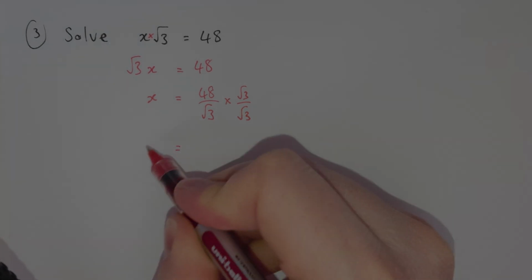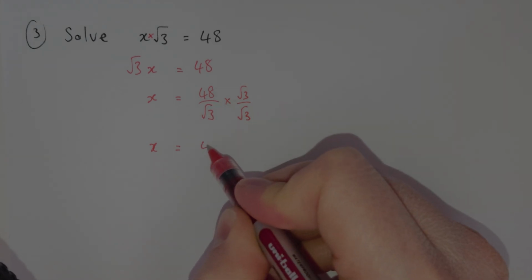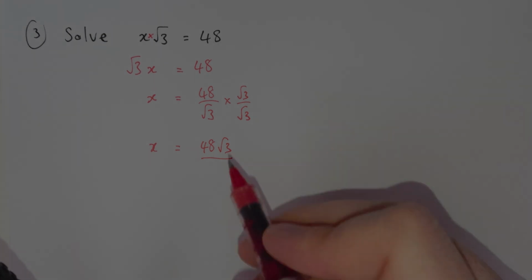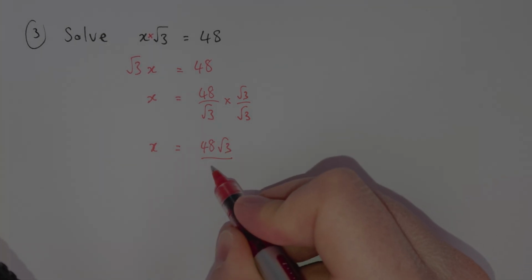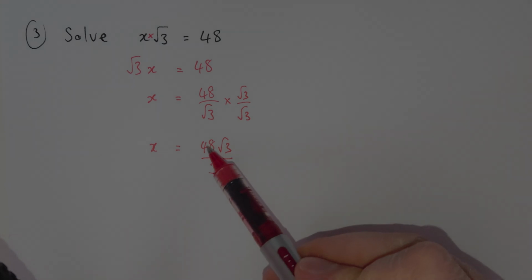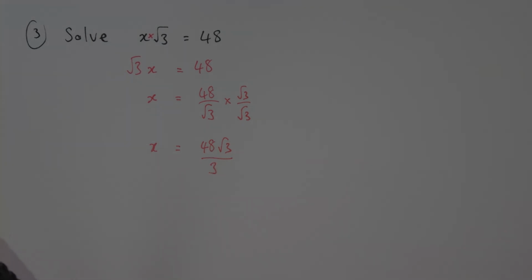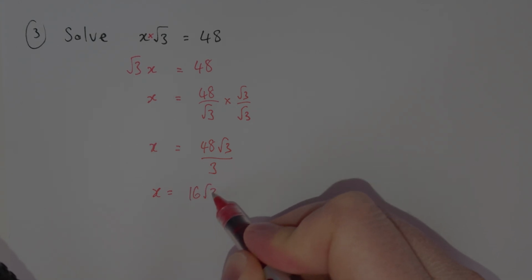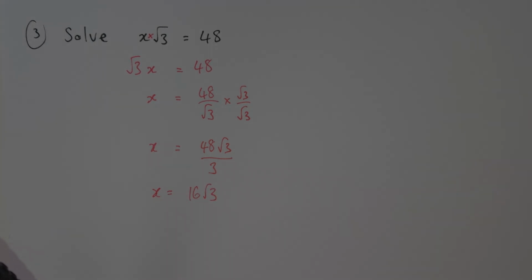On the top, I'm going to get 48 times root 3, 48 root 3. On the bottom, root 3 times root 3. Feel free to write root 9 if you like, but I'm going to use the rule that when you times a surd by itself, it just loses the house. So root 3 times root 3 is just 3. And finally, I know that 48 divided by 3 is 16. So 48 root 3s divided by 3 is 16 root 3s.